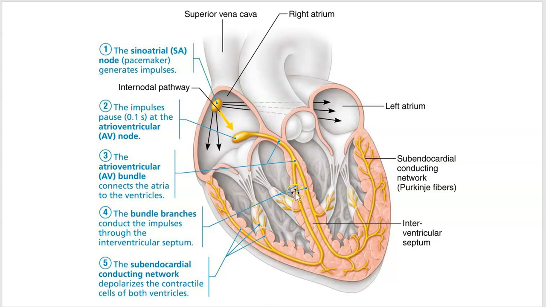It branches into the AV bundle branches, right and left bundle branches, which then end up being distributed to the ventricular cardiac muscle via these fibers called Purkinje fibers. I'm going to go with that name. Usually I go with the name that isn't some dead old white guy, but in this case, Purkinje is a lot easier to remember than subendocardial conducting network. Although that's very descriptive, I'm going to be using Purkinje.